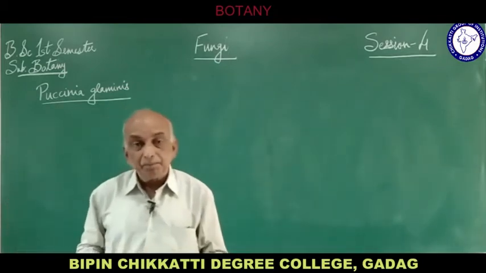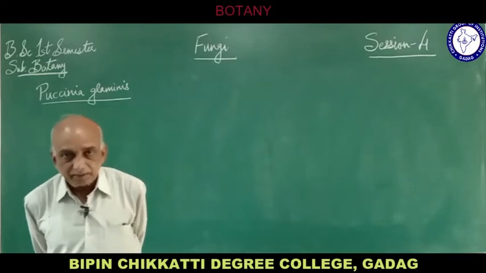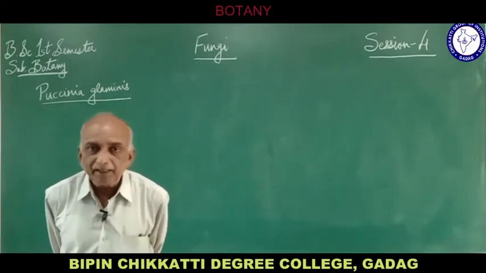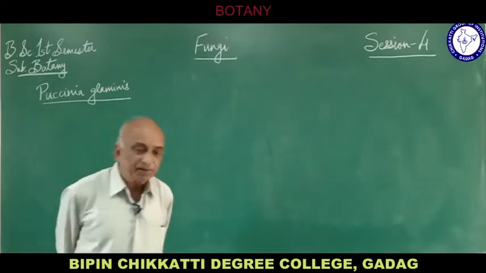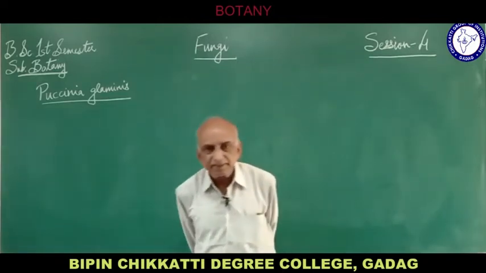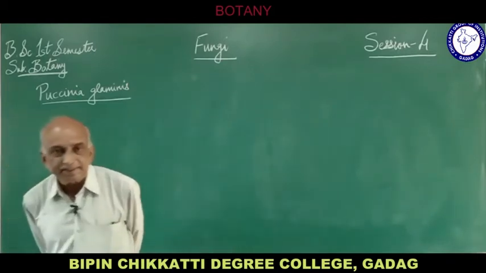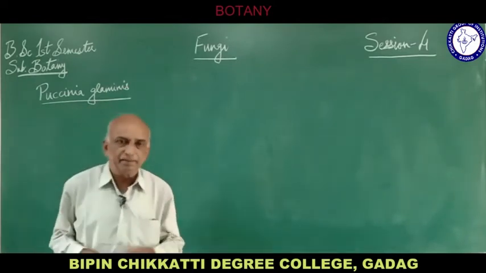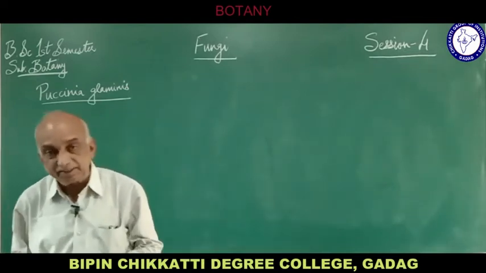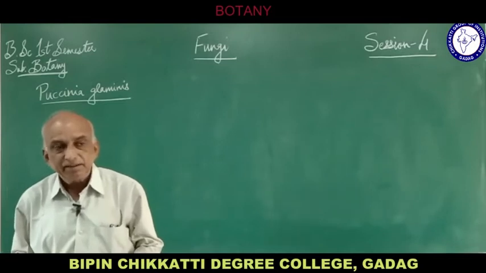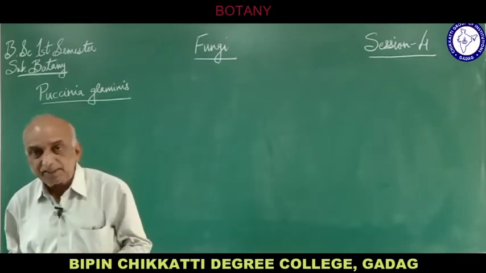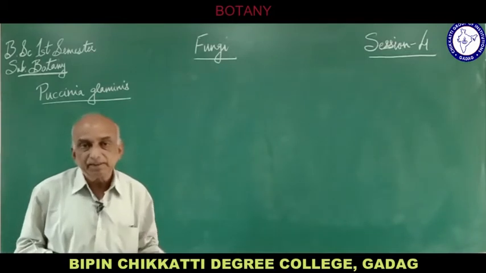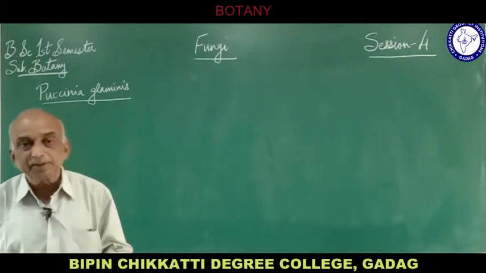Similarly, Puccinia graminis, which is an obligatory parasite, causes a kind of disease on wheat called the black rust, or sometimes the stem rust, because it affects the stem and leaves. There are different species of Puccinia which cause different types of rust disease. For example, Puccinia striiformis causes a disease called yellow rust, or sometimes stripe rust. That is, the disease is in the form of stripes.